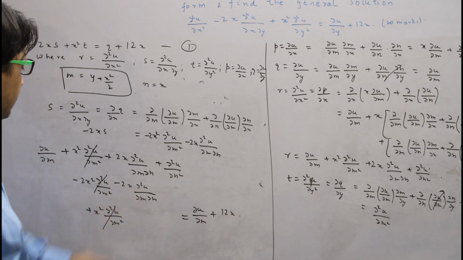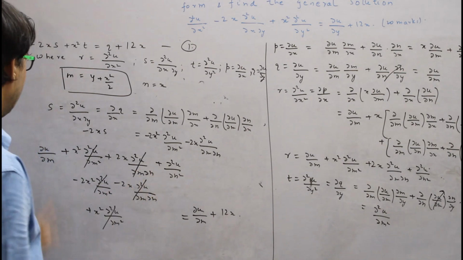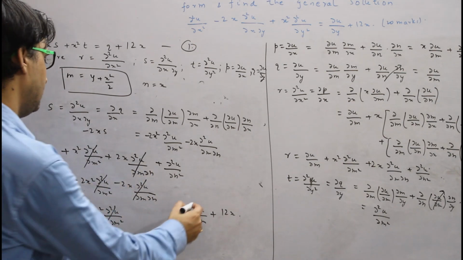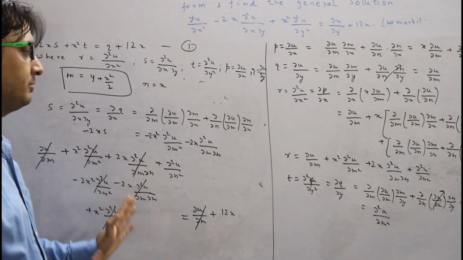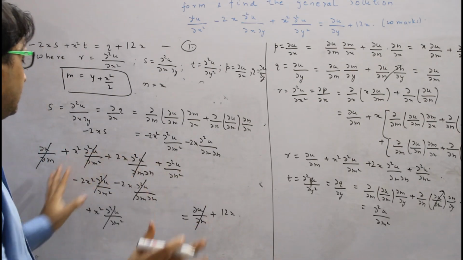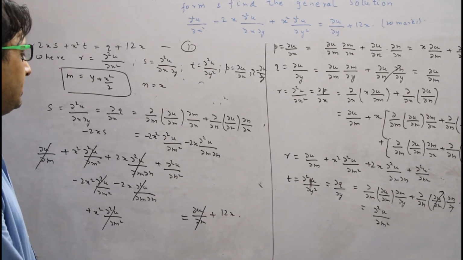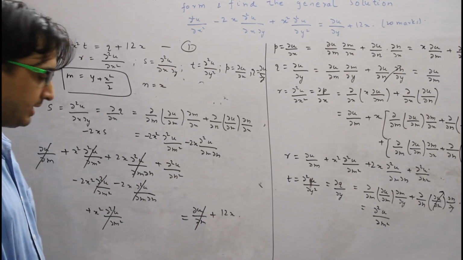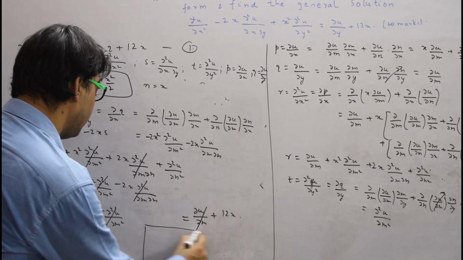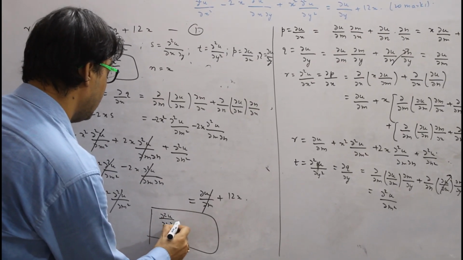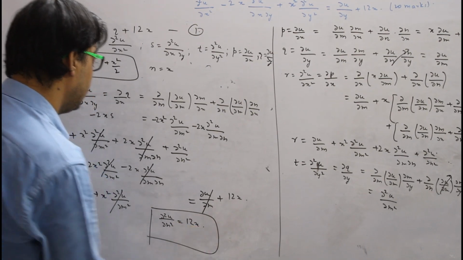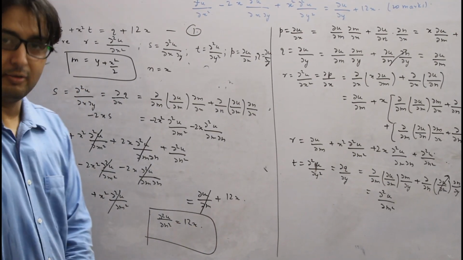Similarly, we can readily see these two terms are cancelled, and on LHS and RHS, ∂u/∂m is cancelled. So after a lot of calculation, the equation is simplified to a very simple equation, and that is, I will write over here, ∂²u/∂n² is equal to 12x. So we have reduced it to the canonical form.